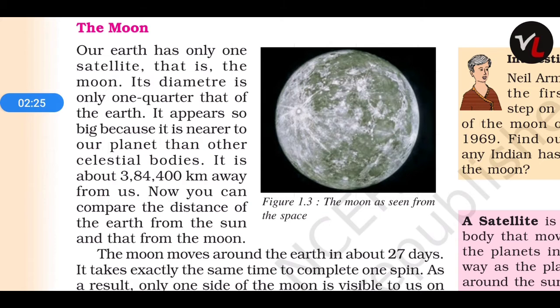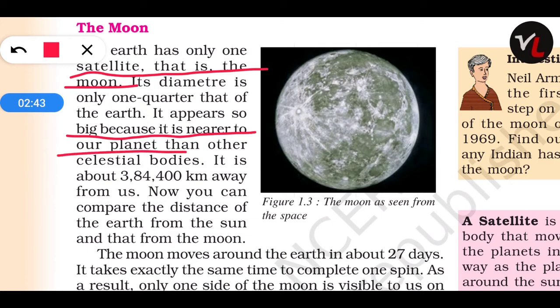Now let's move on to the moon. Our Earth has only one satellite, that is the moon. Its diameter is only 1/4 that of the Earth. It appears so big because it is nearer to our planet.